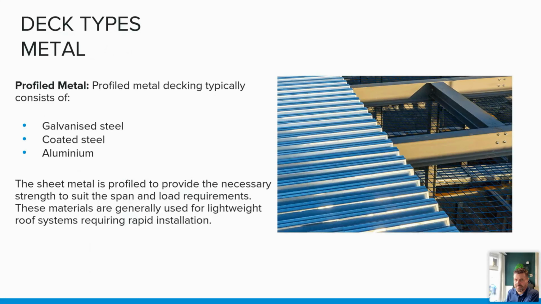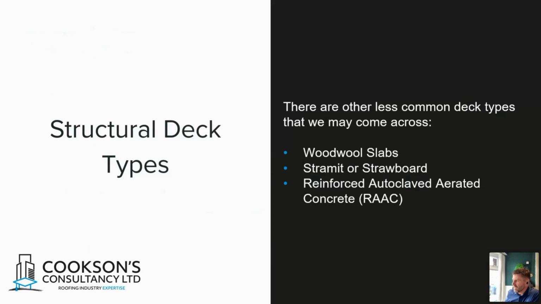So now there are less common ones that we don't tend to see in modern construction these days. They are woodwool slabs, stramit or strawboard, and the one that was in the news a couple of years ago now, RAAC, or reinforced autoclaved aerated concrete.